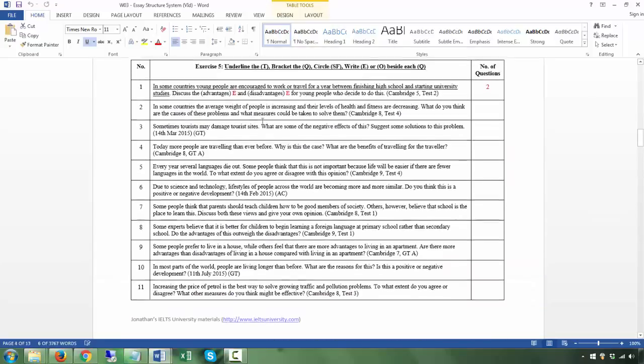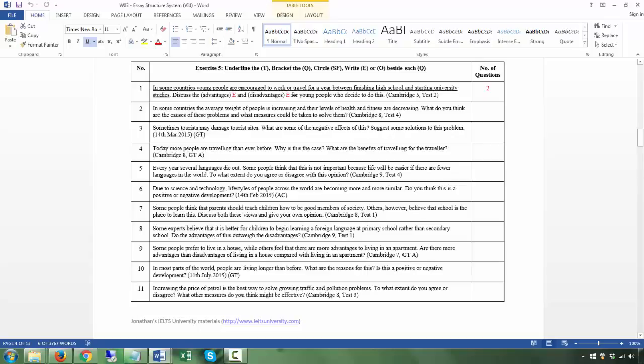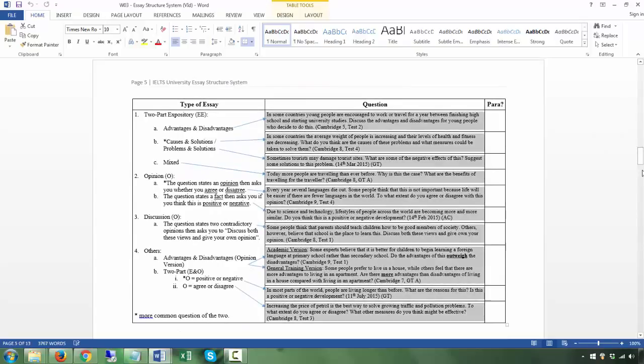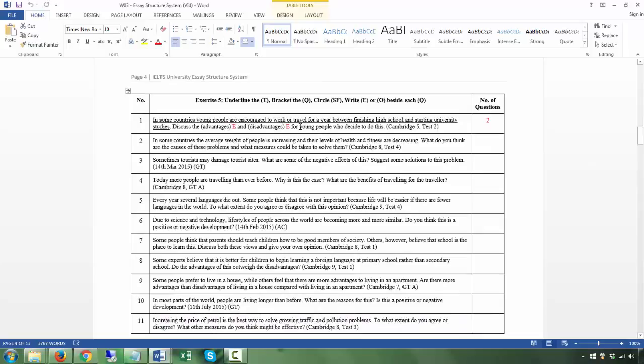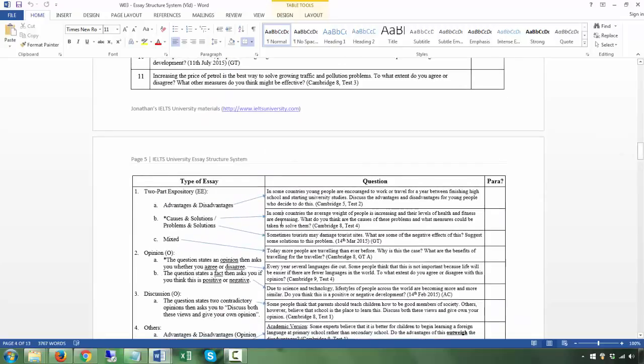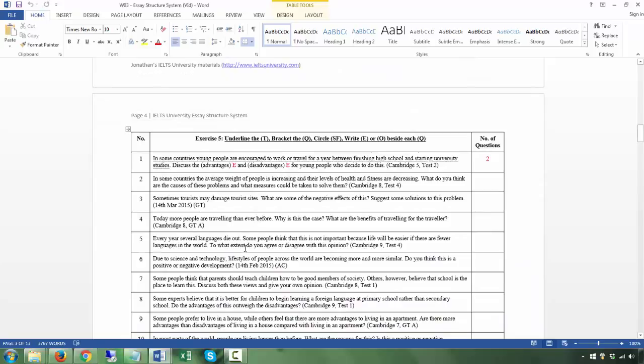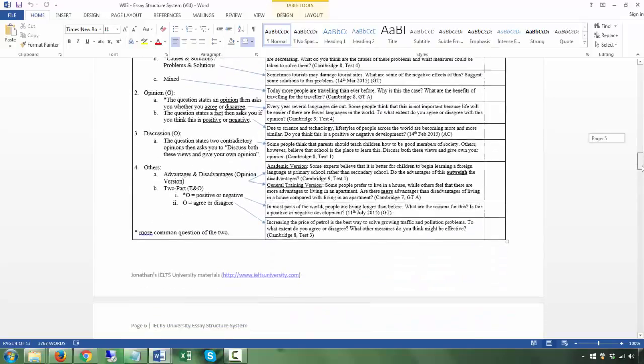All this is the homework I gave you without the answers, okay? All this coincides with the questions here. So for example, this is 1A, this is 1A, 1B, 1B. Okay, the causes and solutions, the problems and solutions. And then this is the mixed 1C. Okay, so this is the opinion. The one that we're doing right now is the opinion.